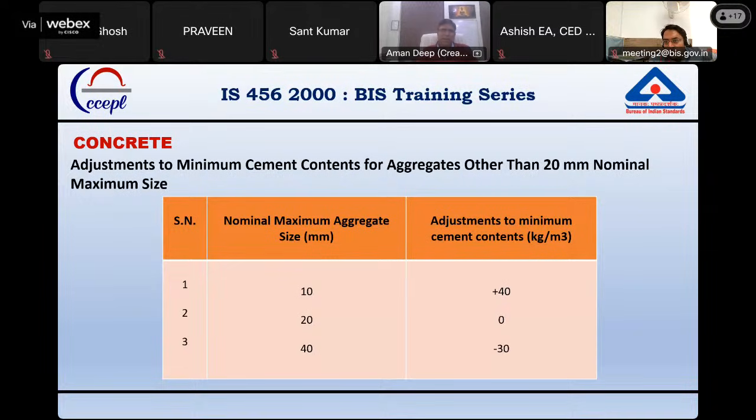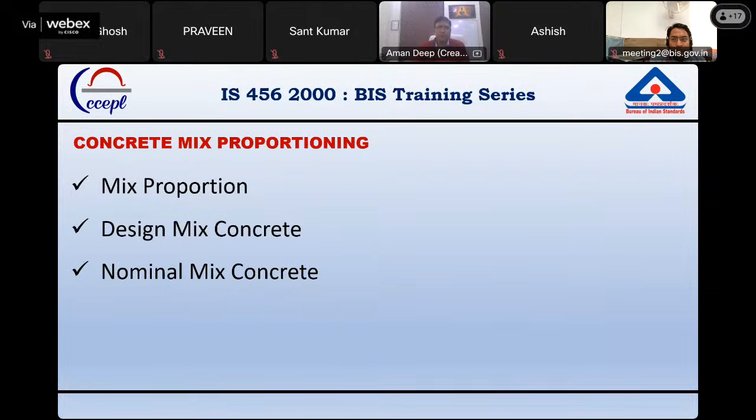And if we have larger size of aggregates, say 40 mm aggregates we are using for the concrete, then the minimum cement content criteria is relaxed by 30 kg per cubic meter. However, everything shall be as per the design mix. It is not that the cement content given in this table in the code is the only content that can be used. You can use higher cement contents, but these are the limiting minimum values of the cement.